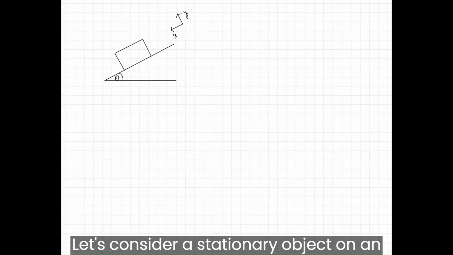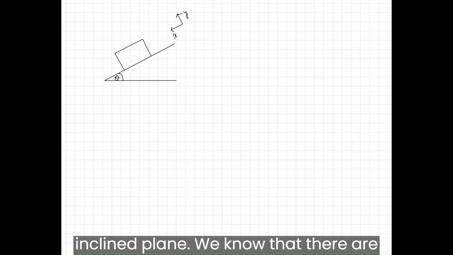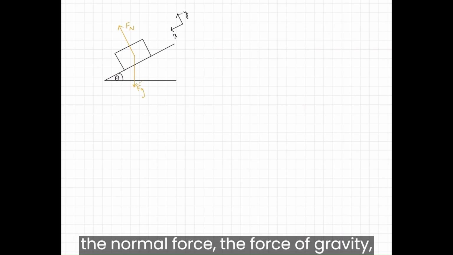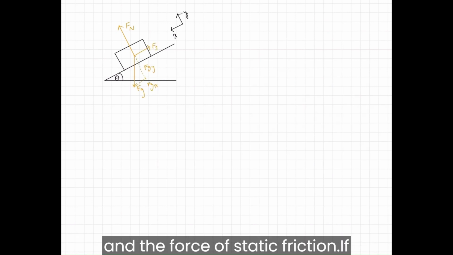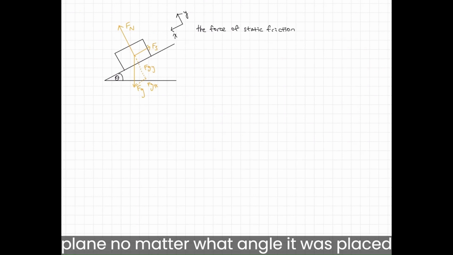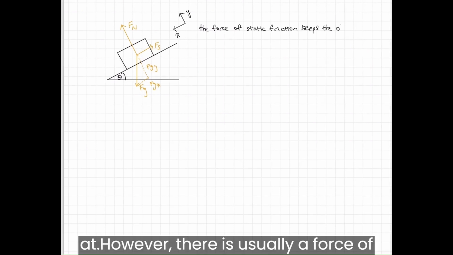Let's consider a stationary object on an inclined plane. We know that there are several forces acting on this object: the normal force, the force of gravity, and the force of static friction. If there was no force of friction, the object would immediately slide down the plane, no matter what angle it was placed at.